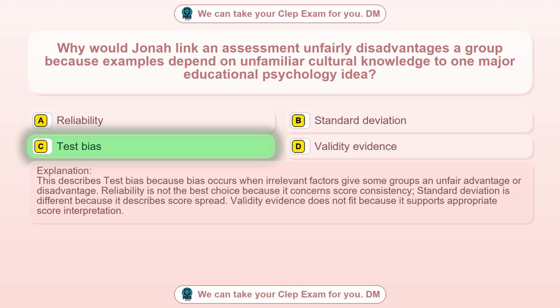This describes test bias because bias occurs when irrelevant factors give some groups an unfair advantage or disadvantage. Reliability is not the best choice because it concerns score consistency. Standard deviation is different because it describes score spread. Validity evidence does not fit because it supports appropriate score interpretation.